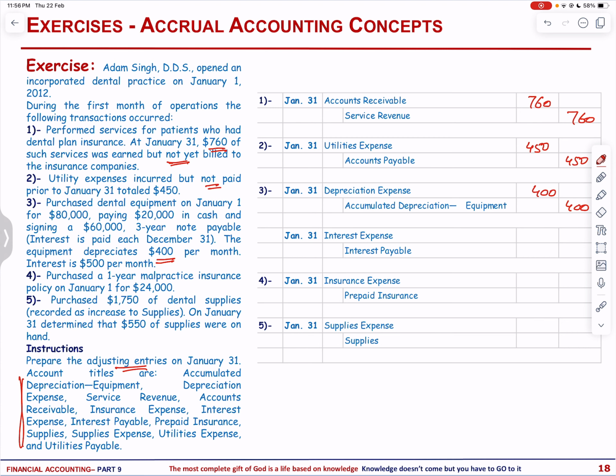Then interest is 500 per month, where again this is accrued. So interest expense is debit by 500 and interest payable is credit by 500.